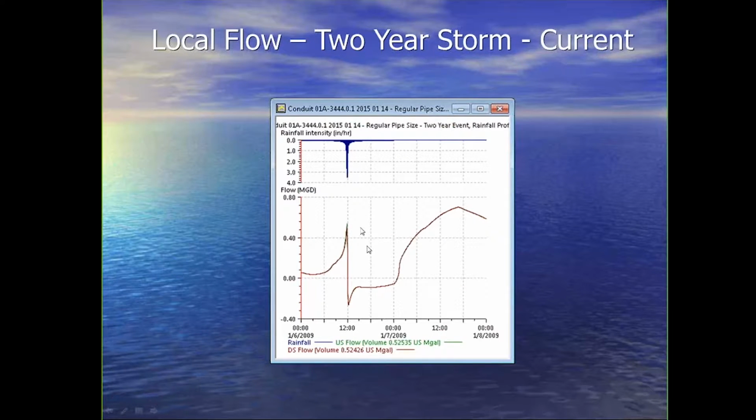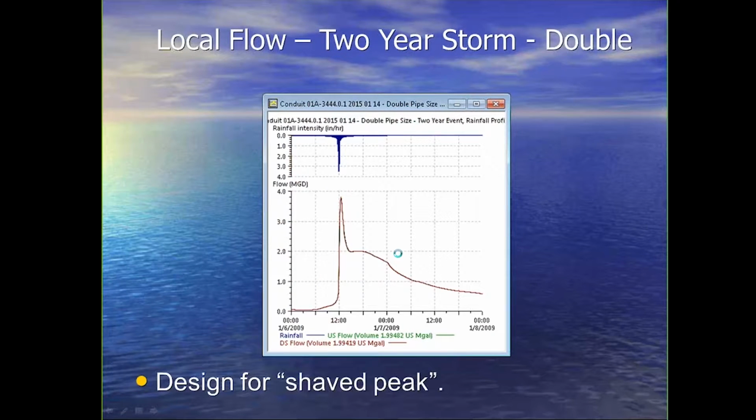Now, at the local level, looking at that same problematic area of that SMA, this is showing with regular pipe size what's going on. In fact, the flow is going up the pipe to escape. It's going the wrong direction in the 2-year event. But when I double the pipe size, it's peaking to 4 mgd for a very short period, and then it's going back down to 2 mgd. So, in discussion with a few people, we were talking about perhaps designing for this shaved peak. Like, don't really consider this too much, but let's consider designing for this.